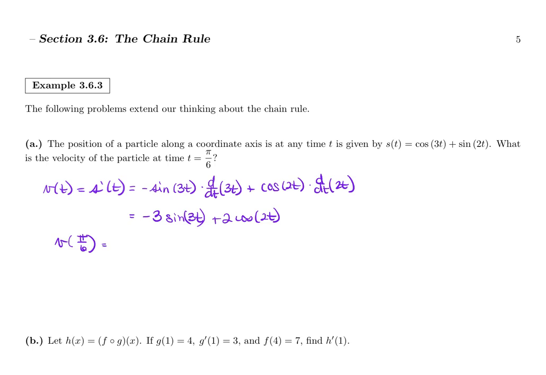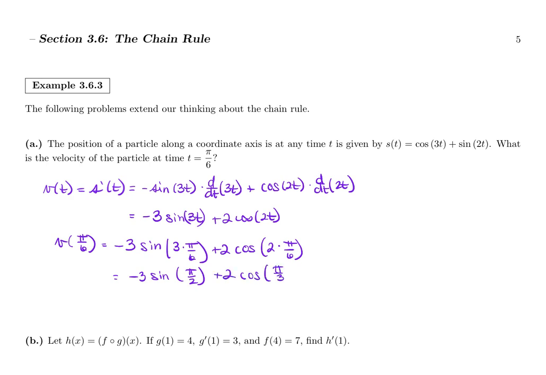And remember when I said we were going to keep practicing our reference angles? This is why. We need to plug it in and figure it out, because we end up with negative 3 sine of 3 times pi over 6 plus 2 times the cosine of 2 times pi over 6. So we simplify this to negative 3 sine of pi over 2 plus 2 times the cosine of pi over 3. Well, the sine of pi over 2 is 1, so we get negative 3 times 1, and 2 times the cosine of pi over 3.